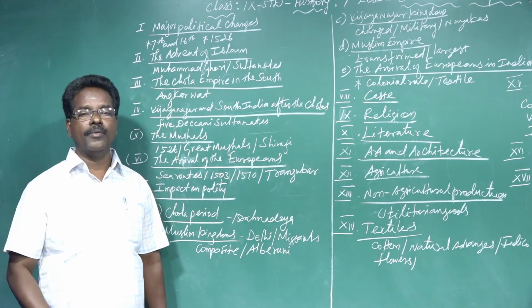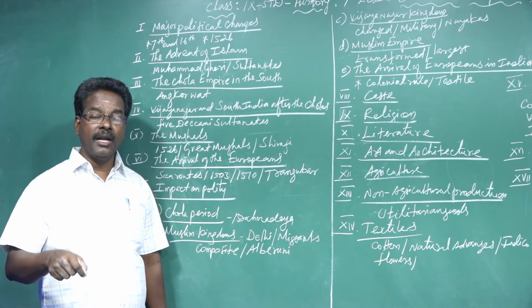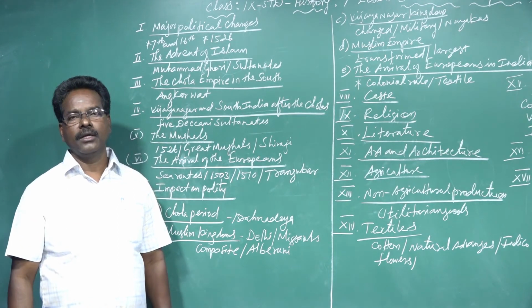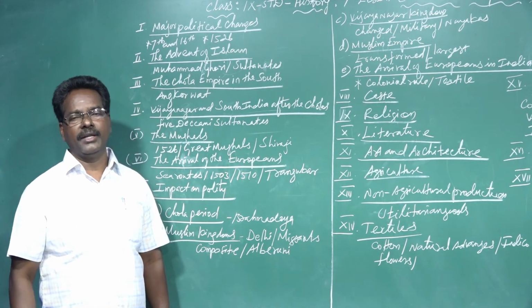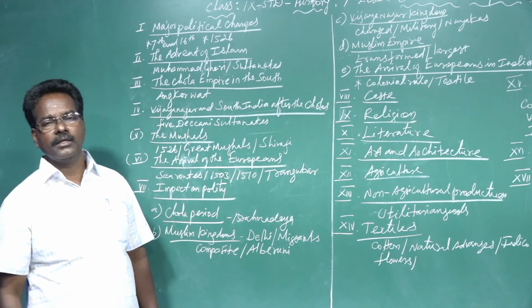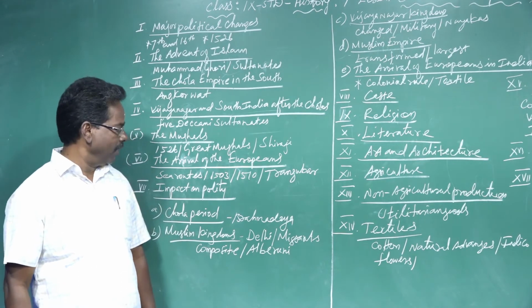The Portuguese were in Goa. The Dutch were in Pulicat. The English were in Madras. The French were in Pondicherry. The Danes were in Tarangambadi, or Tranquebar.